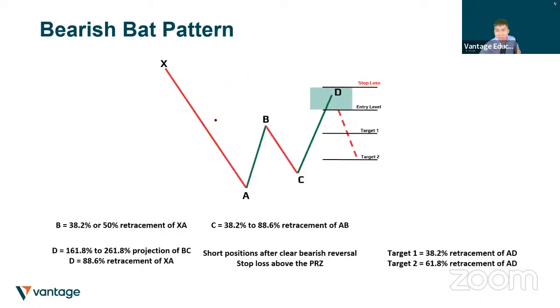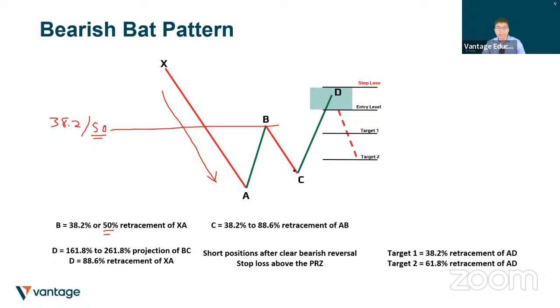So moving on to the bearish bat pattern. It is opposite, as you can see, but the Fibonacci ratios are more or less the same. The bearish bat pattern is exactly the opposite. After the impulse bearish leg of XA, the corrective leg should end at either 38.2% or 50%, with 50% being the ideal alignment for the bearish bat pattern.